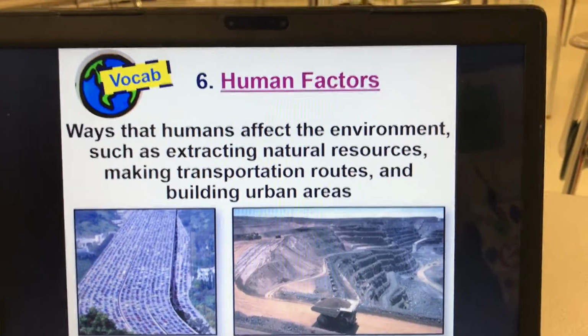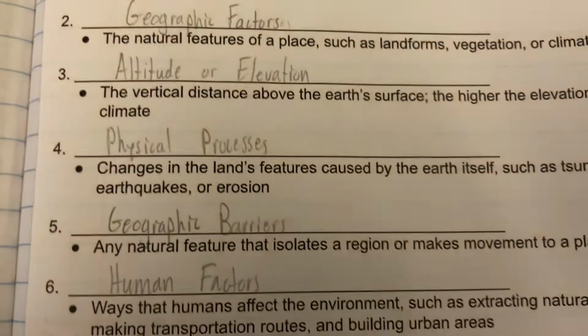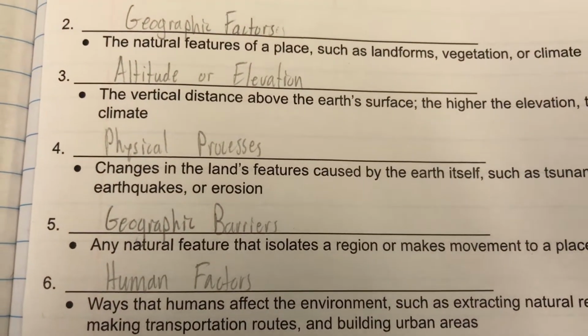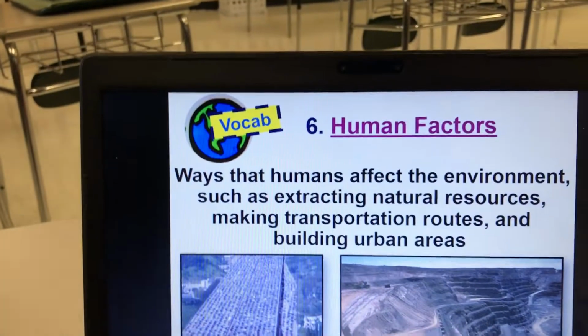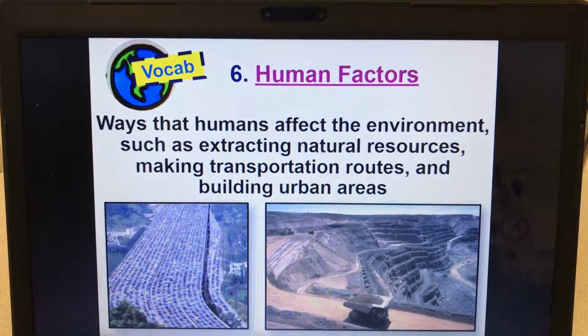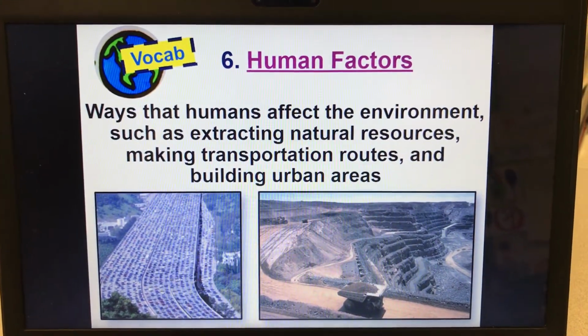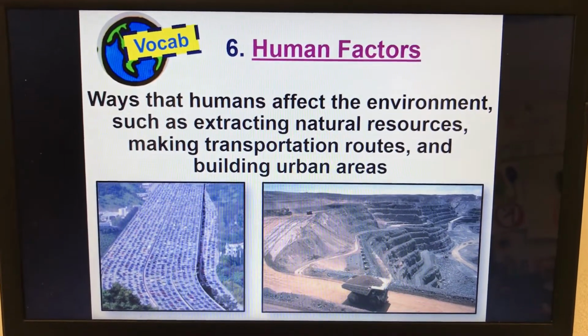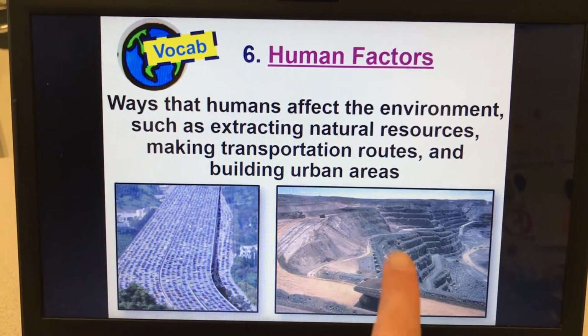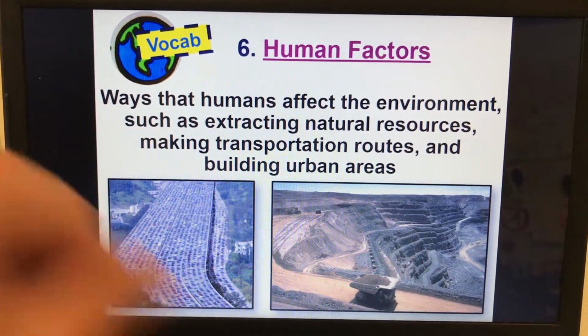And if we look at the next one, number 6, down there on that line, if you'll go ahead and write human factors. Human factors are ways that humans affect the environment, such as extracting natural resources, making transportation routes, and building urban areas. So if you can look at this one, this was all dug out by humans to get rock and gravel for asphalt and sidewalks.